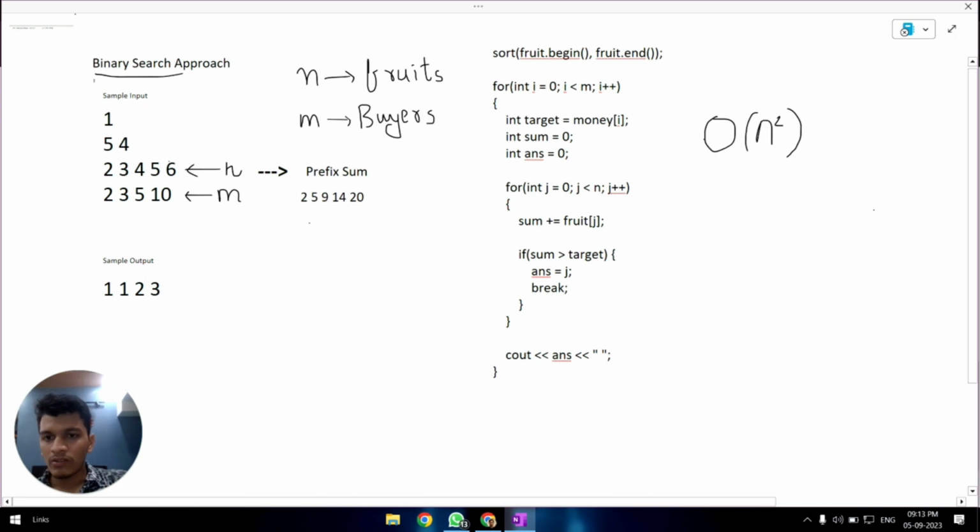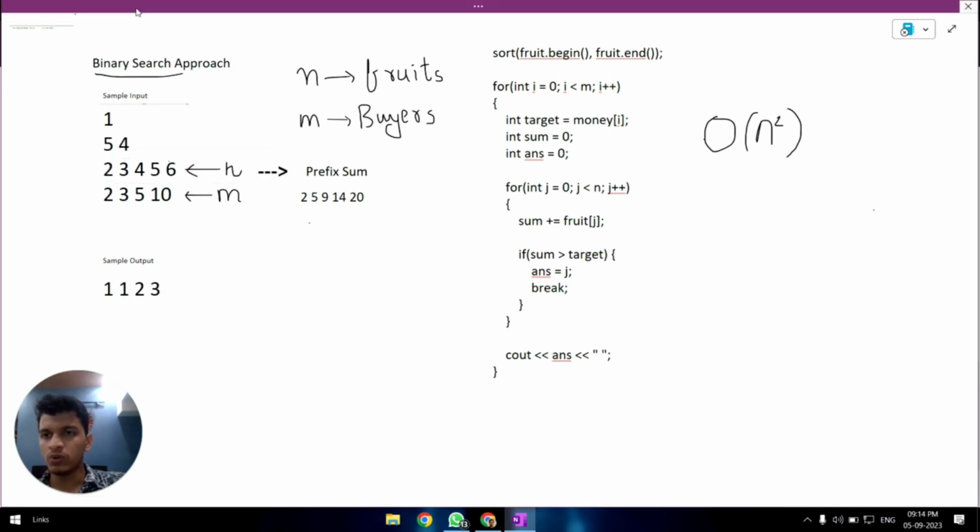How to take the prefix sum? The first element starts from 0, so 0 plus 2 is 2, and then 2 plus 3 is 5, 5 plus 4 is 9, 9 plus 5 is 14, and 14 plus 6 is 20. I have created the prefix sum of this array. Now I just have to compare with the target element, to see whether the buyer has that much money for that prefix sum, and can buy that number of fruits or cannot. So now let's see.